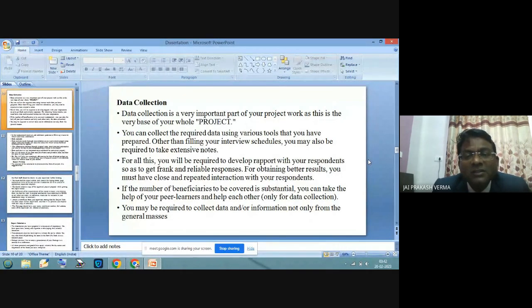Data collection is very important. We have already discussed. You can collect the required data using various tools that you have prepared. Other than filling in your interview schedule, you may also be required to take extensive notes. Suppose you have an interview schedule or a questionnaire, but I suggest you all please take a diary. Some important information you can note down, and one thing, you can make video clips and take some pictures during interviews. These are the basic things which make your dissertation authentic, showing that you have gone through a proper way.